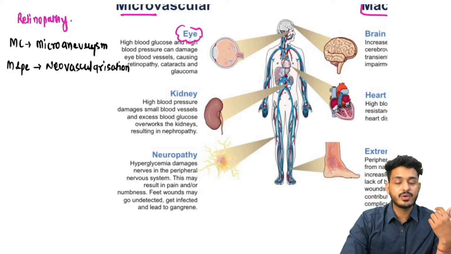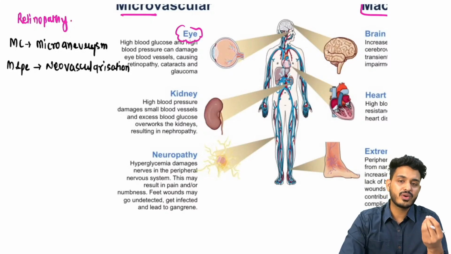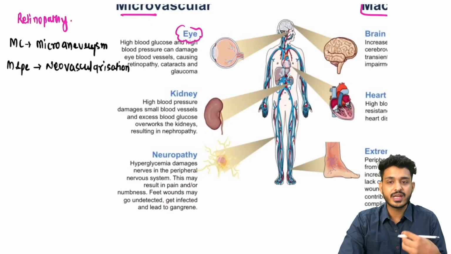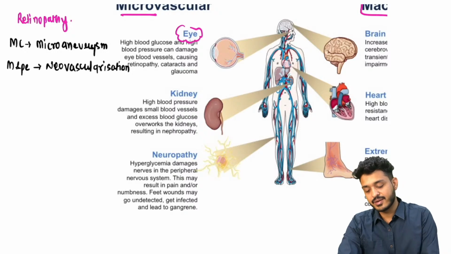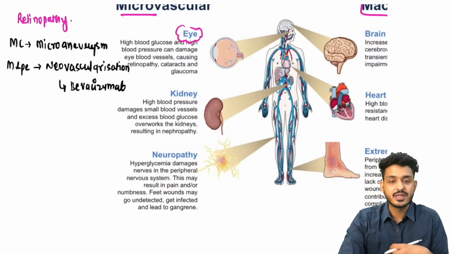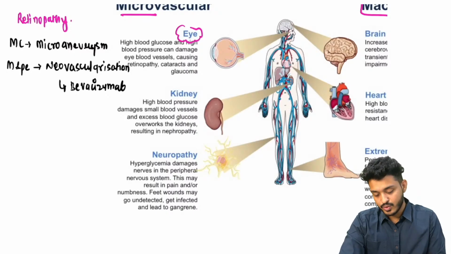And in Hindi you are going to call it jala aa gaya aankh mein, right? Those people who are having diabetes can have this particular thing, and we can do laser therapy for that. Apart from that, we can also give drugs like anti-VEGF drugs. These are going to be your bevacizumab, right? So these are the monoclonal antibodies that we are using in cases of neovascularization.